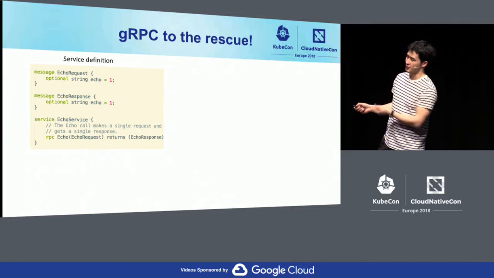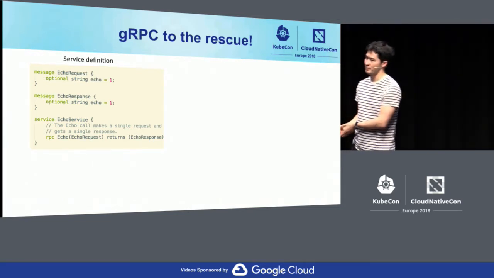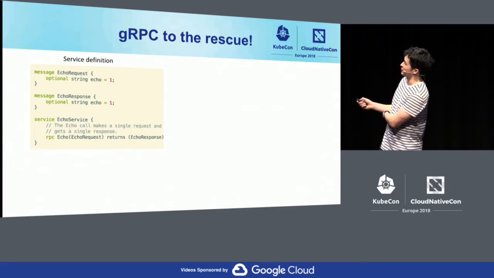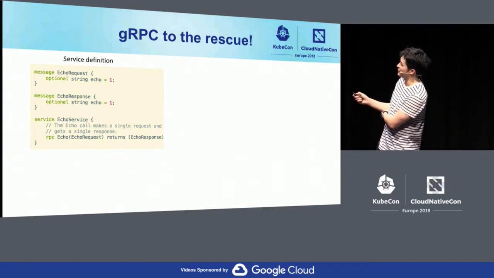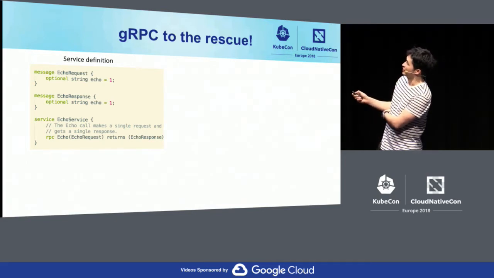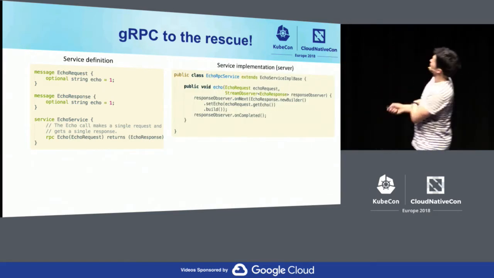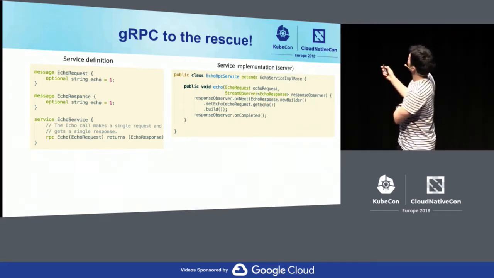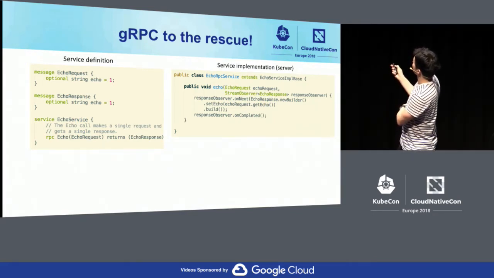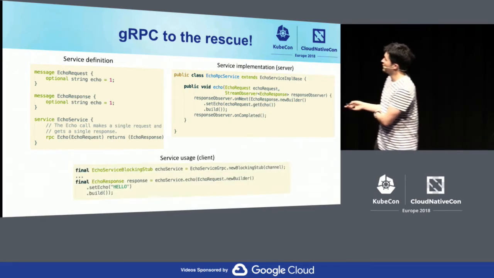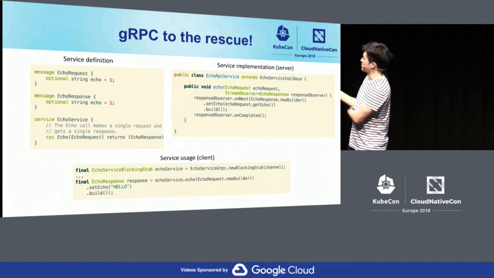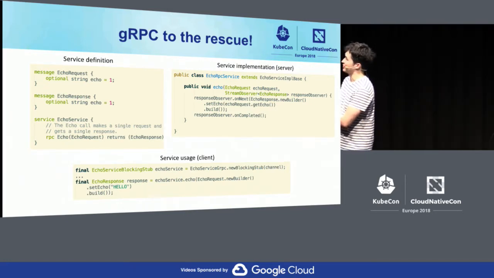This is what that echo service might look like in gRPC. I'm not going to do a long introduction, but just a quick refresher. So you have your service. It has an RPC, which has a request message and returns a response message. The request message contains a string. The response message contains a string. And then on the server, you implement that service. Here it's just sending the next response to the observer and completing the call. And on the client, you create a stub, and you use the stub to make a call, almost like it's a local call, but not quite.